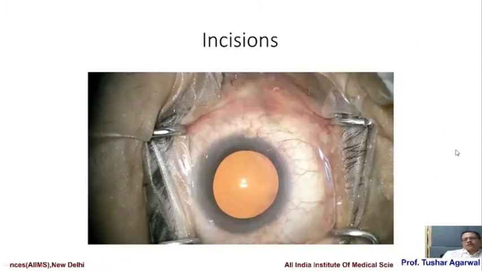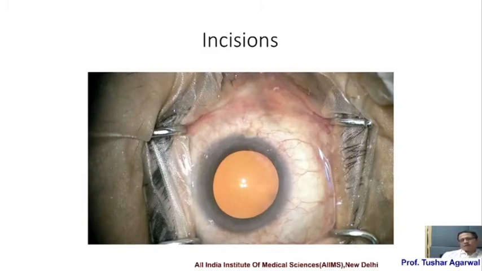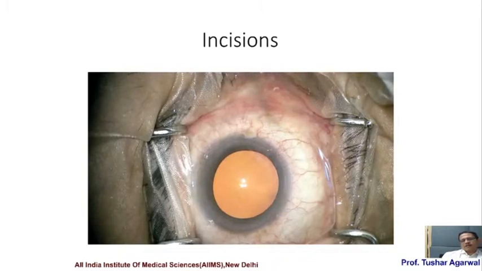Now there are two things which I'll be showing here. Normally everyone is doing 2.2 millimeters or 2.8 millimeter surgery these days, and this includes 3 ports. One is the main port, that is the 2.2 or the 2.8 millimeters, and then 1 or 2 side ports.